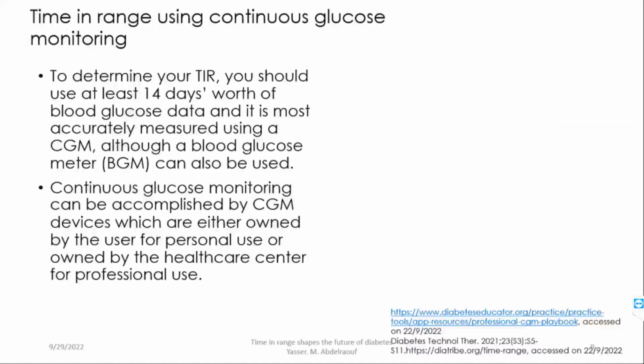This is the time range, which is assessed mainly with continuous glucose monitoring, while we can assess the time range using the self-monitoring of blood glucose with a certain formula, but it is not accurate because the frequency of measurements is low. And the sensors available for continuous glucose monitoring, as you can see, some of them are professional, which are used by the healthcare centers, and the results are shown only by the healthcare provider. And there are some self-monitoring devices which are used by the patient.